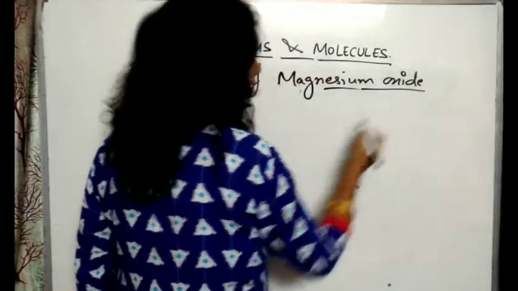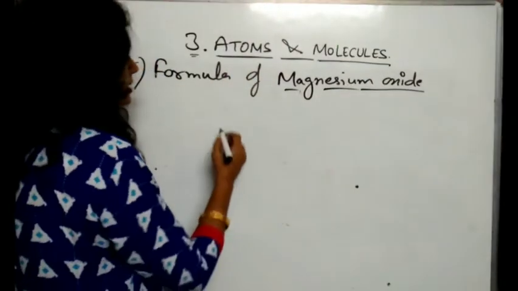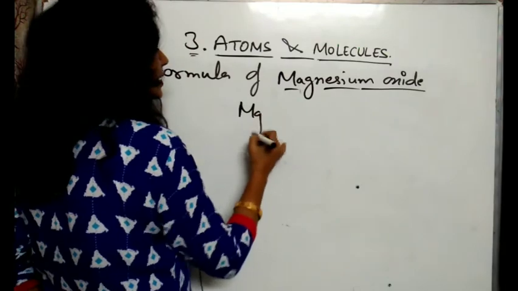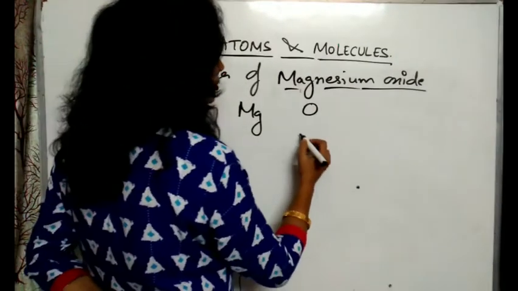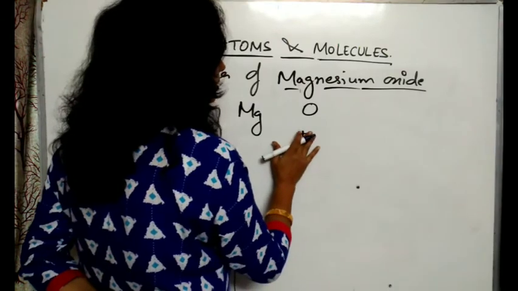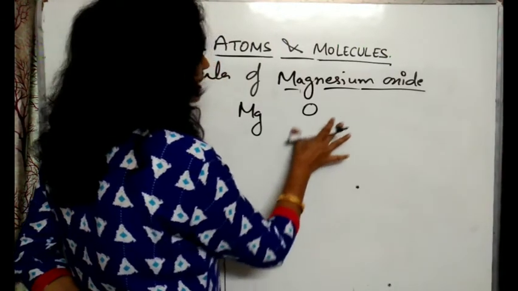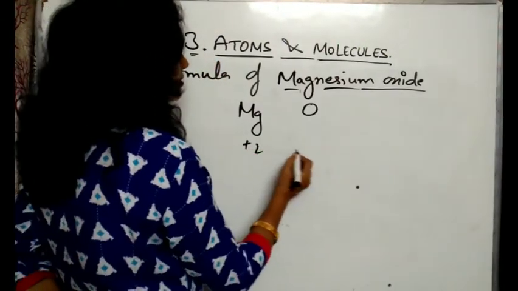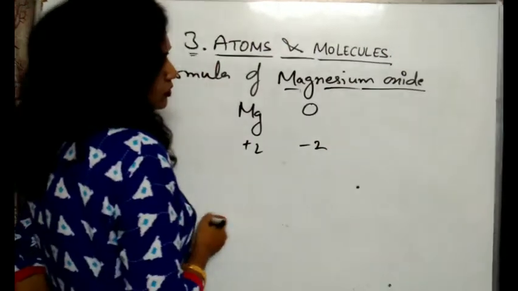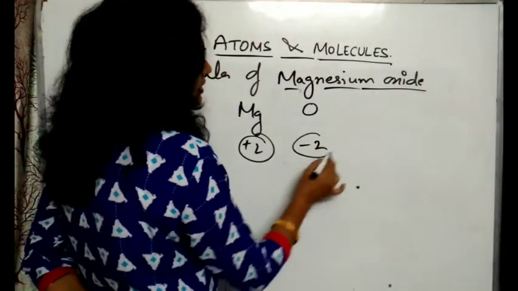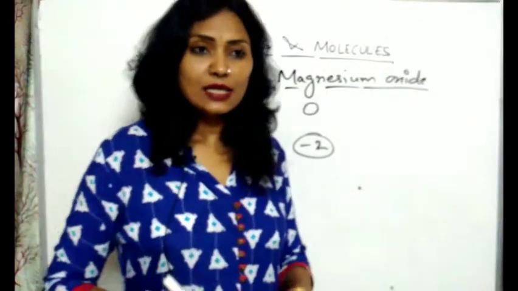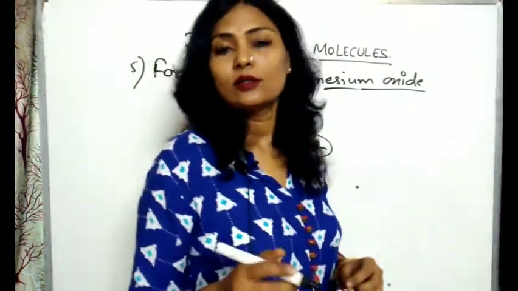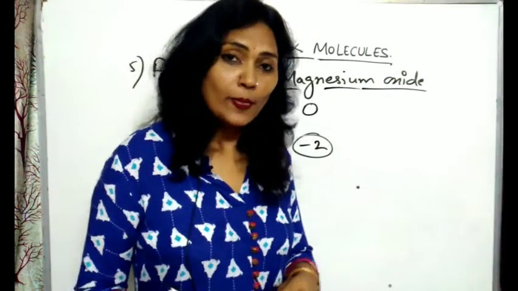So we will write the formula of magnesium oxide. How will we write it? Magnesium is Mg, and for oxide we will write O, okay. Here magnesium has a valency of +2 and oxygen -2, okay. So the same valency is there, plus and minus.